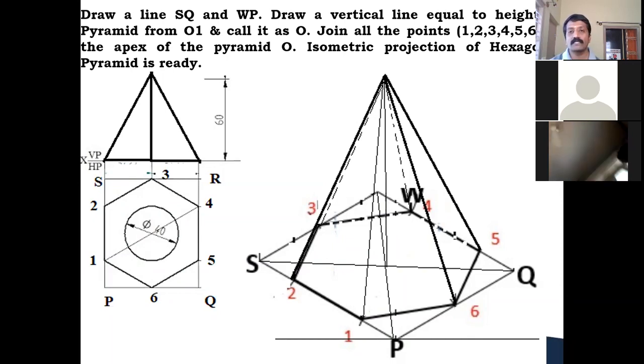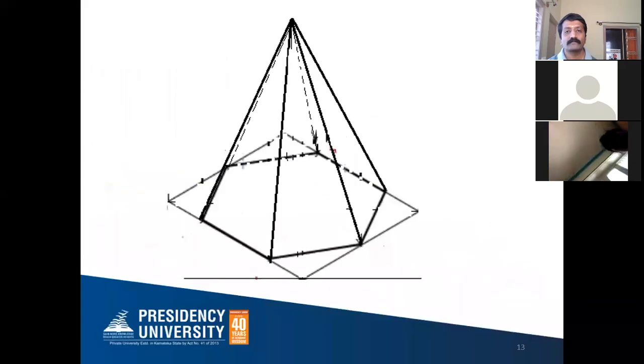So once you do this, almost the isometric position of the hexagon pyramid is done. The only thing left at the end is to identify the visible edges and hidden edges and how to do that. So you're all familiar with that.